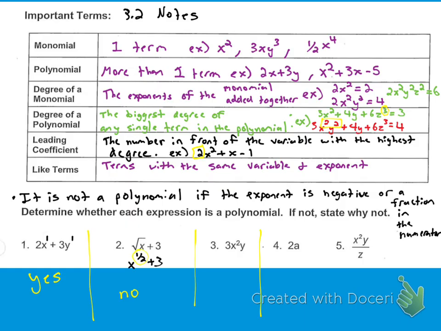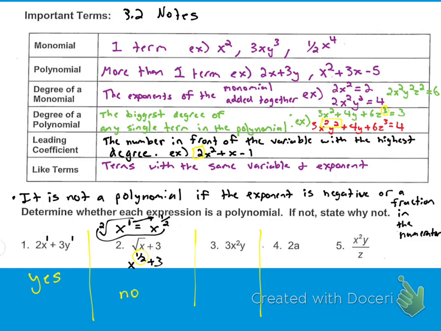The reason is that when you have the square root of x, the exponent inside the radical is 1, and then the index number is 2. So taking it out of radical form to exponential form, which we will do more of, that 1 becomes the numerator over that index number becomes the denominator. X to the 1/2 power. And again, for it to be a polynomial, the exponent has to be positive. It cannot be a fraction. It has to be a positive integer.